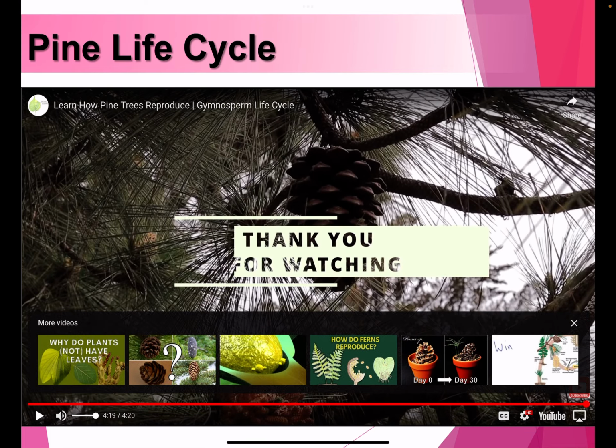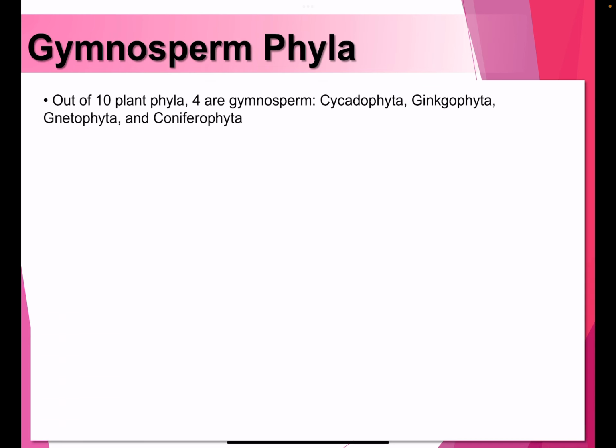Okay, so that was a really good look at actual cones, other than those cartoon drawings we see in the biology textbook previously. All right. So out of the 10 plant phyla we have, 4 are actually gymnosperms. We talked about how out of all the plants, we have 10 phyla of plants that are still living today.